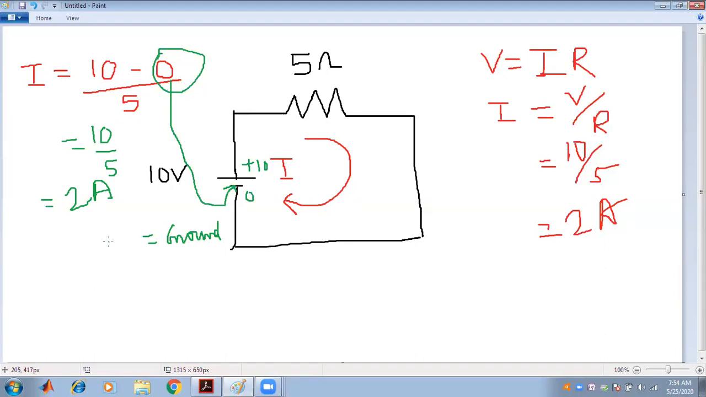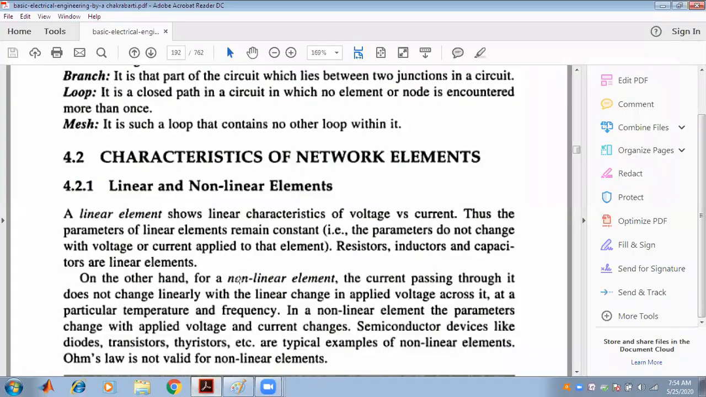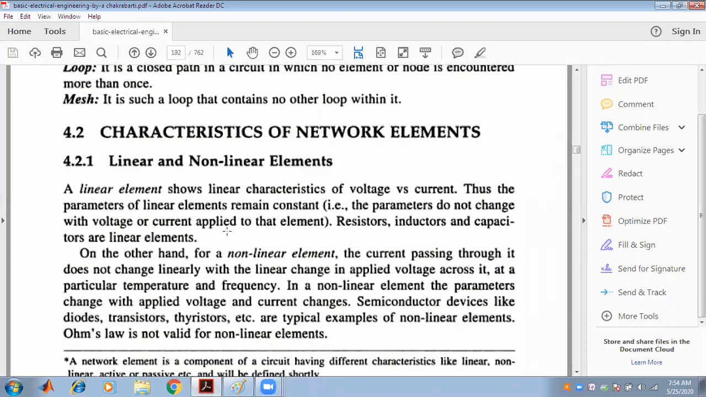So according to Ohm's law, if there is a potential difference, it will allow a current to flow. The value of the current is 2 amperes. Now let us discuss some characteristics of the network elements.